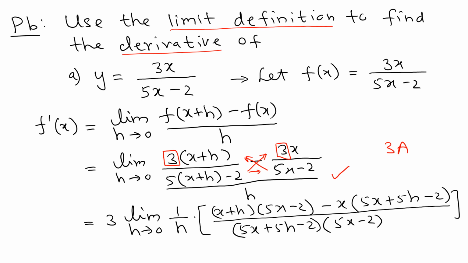So what do you do? Just simplify the top, just multiply through these two, and you can see that so many terms get cancelled, and then divide by h and simplify. So let's do that next. So we get f prime x equals 3, and also we have the limit when h goes to 0. So let's write the expression now.